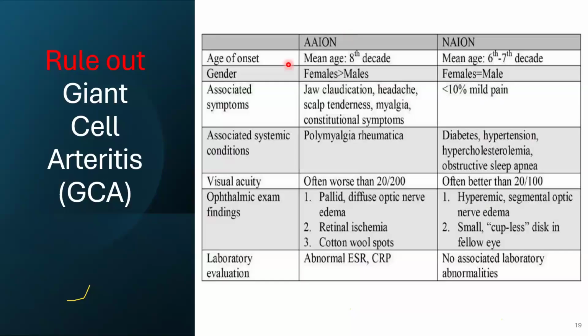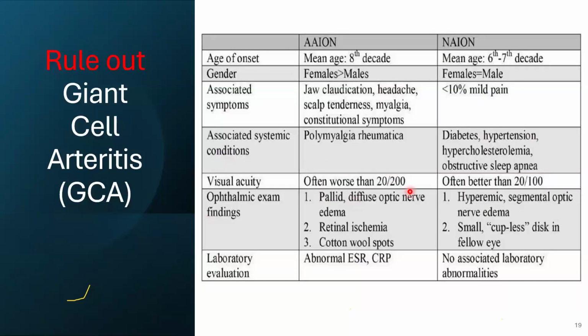In arteritic or GCA, in the history, some of the patients will complain about jaw claudication, pain in the jaw that increases with chewing, new onset headache, scalp tenderness, myalgia, and constitutional symptoms like fever, fatigue, night sweats. And the age in giant cell arteritis is generally older than NAION. It's associated with polymyalgia rheumatica, and the vision is usually bad in GCA.